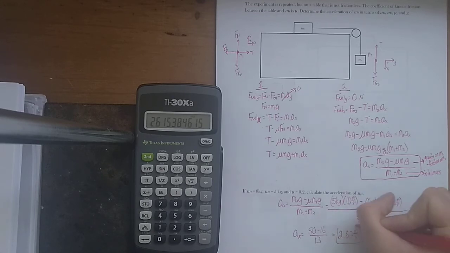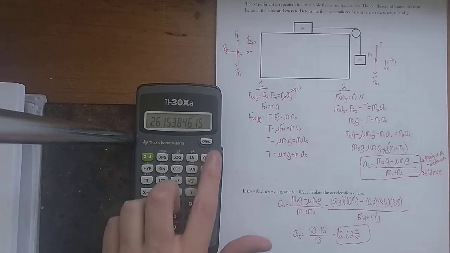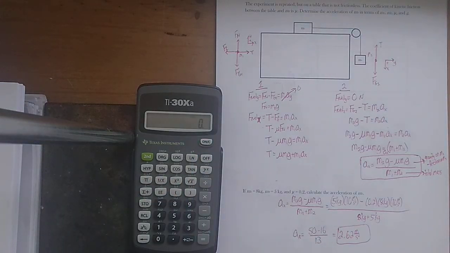And this is something that we could test. If we had these masses and this coefficient of friction between one of the masses and the surface, and we had a pulley, we could actually test this out and see if the acceleration is in fact 2.62 meters per second squared. So this is just another example of a two-body system.